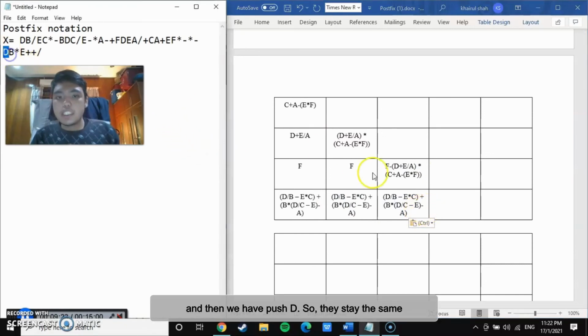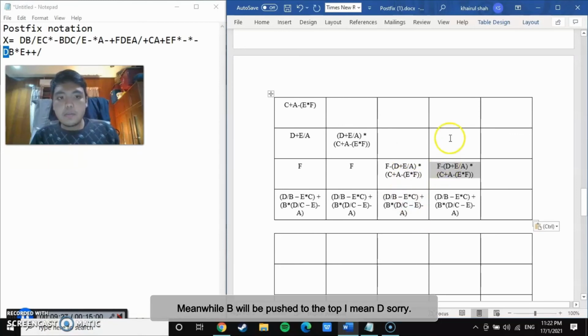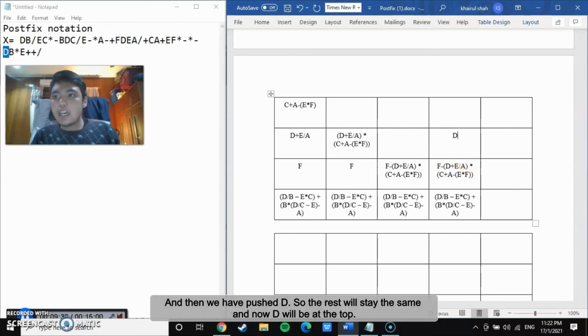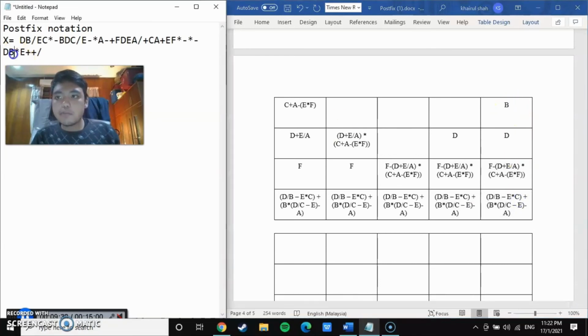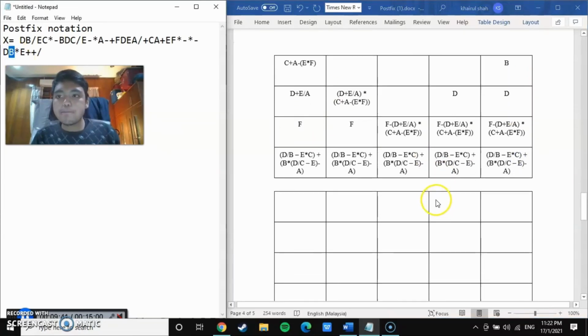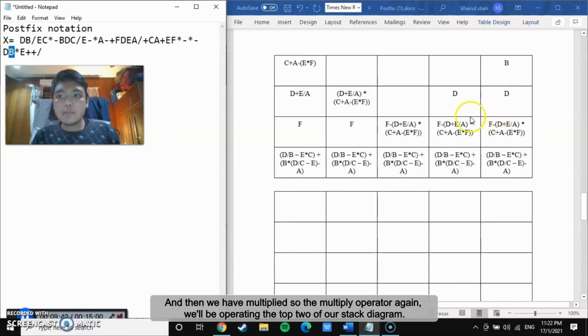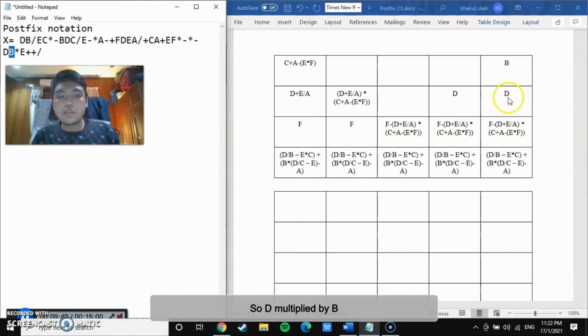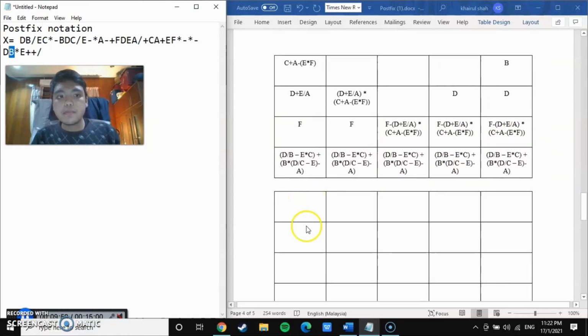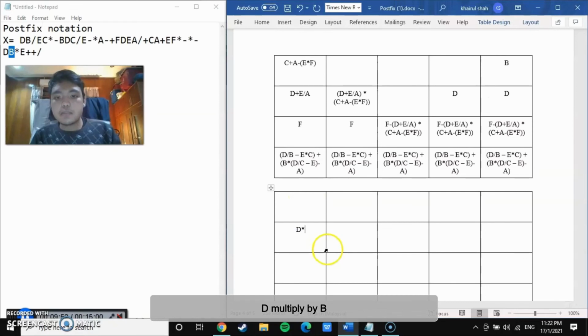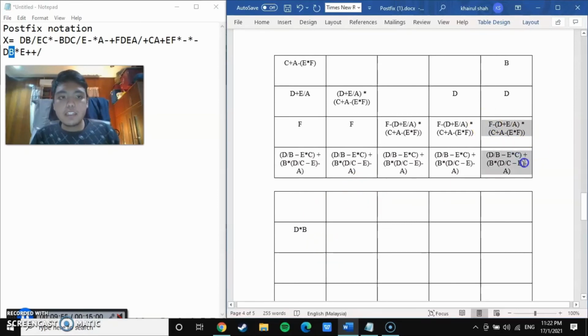And then we have push D, so they stay the same. Meanwhile, D will be pushed to the top, sorry. And then we have push B, so now the rest will stay the same. And now B will be at the top. Okay. And then we have multiply, so the multiply operator again will be operating on the top two of our stack diagram. So B multiplied by B. This will stay the same.